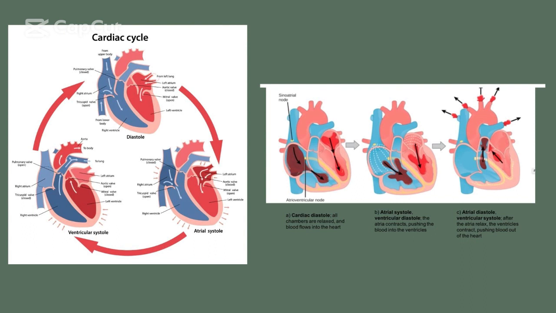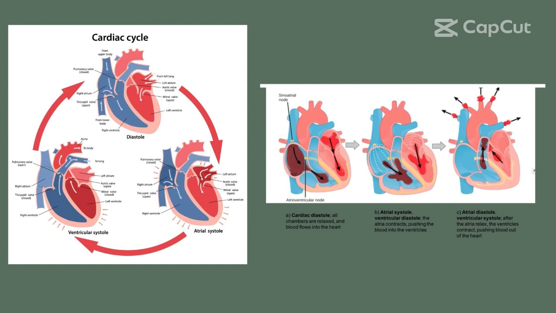The signal then moves through a collagenous region of tissue from the sinoatrial node to the atrioventricular node, which slows down the signal. From the atrioventricular node, the signal then moves down the bundle of His and the Purkinje fibers, which will initiate step 3 of the cardiac cycle, which is ventricular systole.